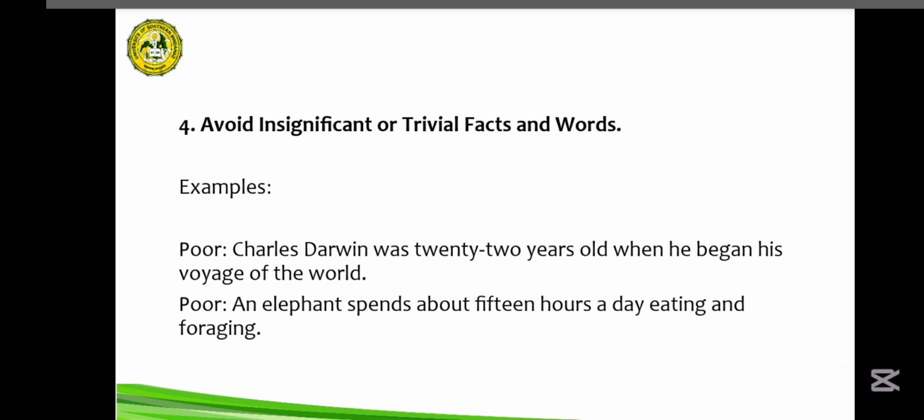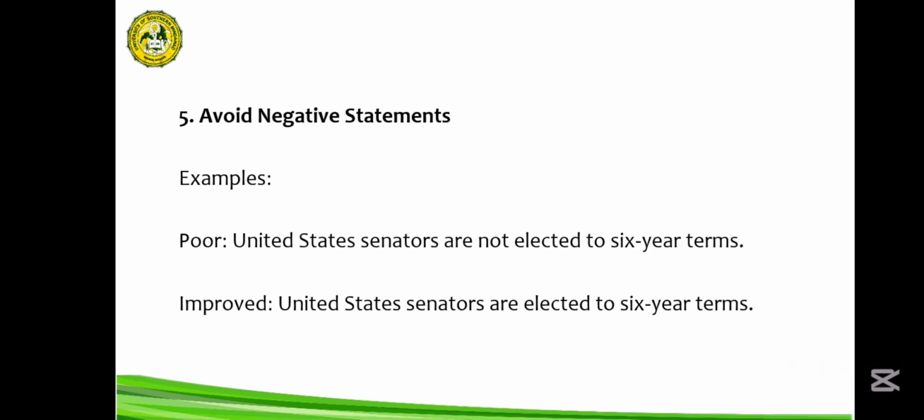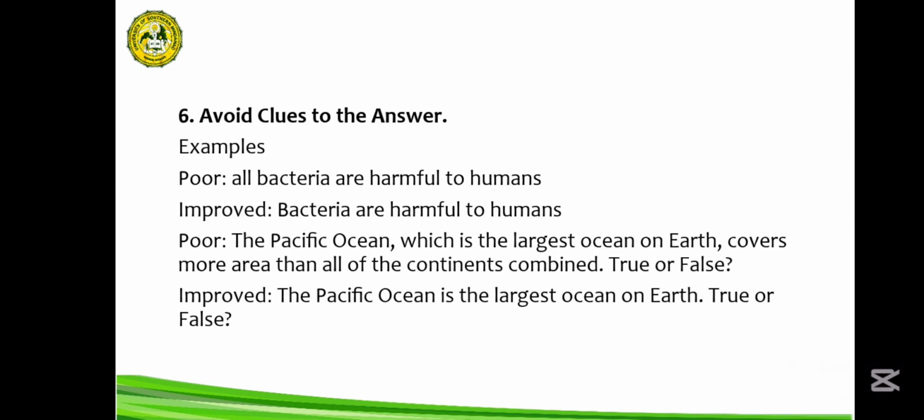So, be more concise. The next one is avoid negative statements. It is similar to multiple choice. We must avoid not or except. If we do use them, we must underline, bold, and capitalize the not or except in the items that you made. So, this guideline is also similar to the guideline for multiple choice questions.